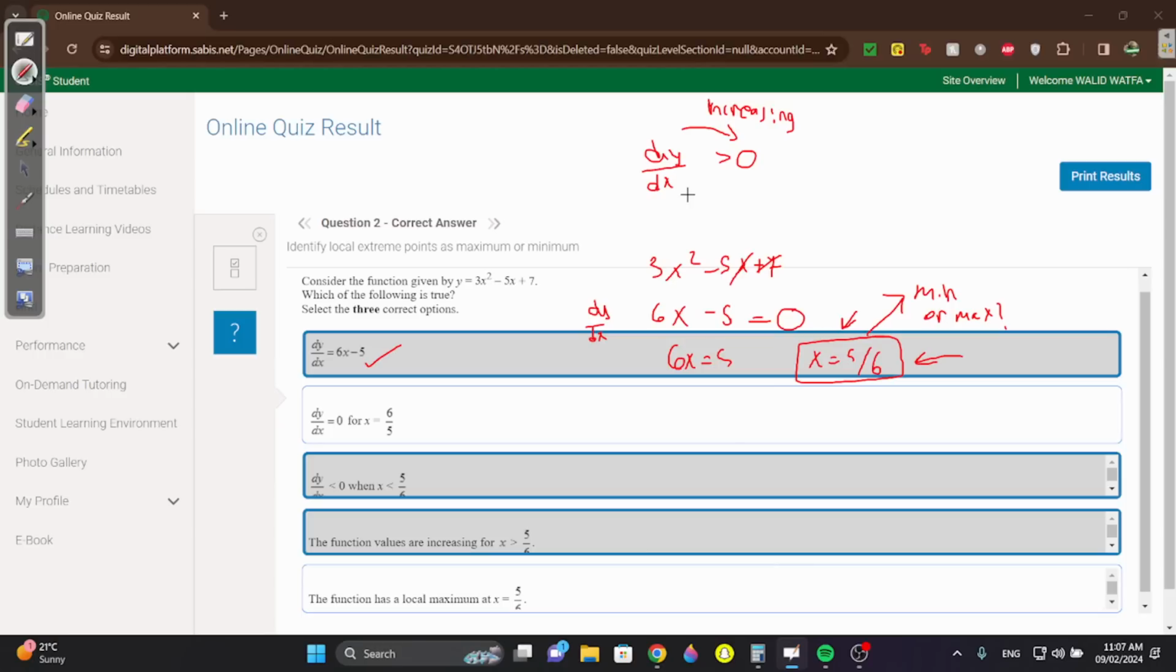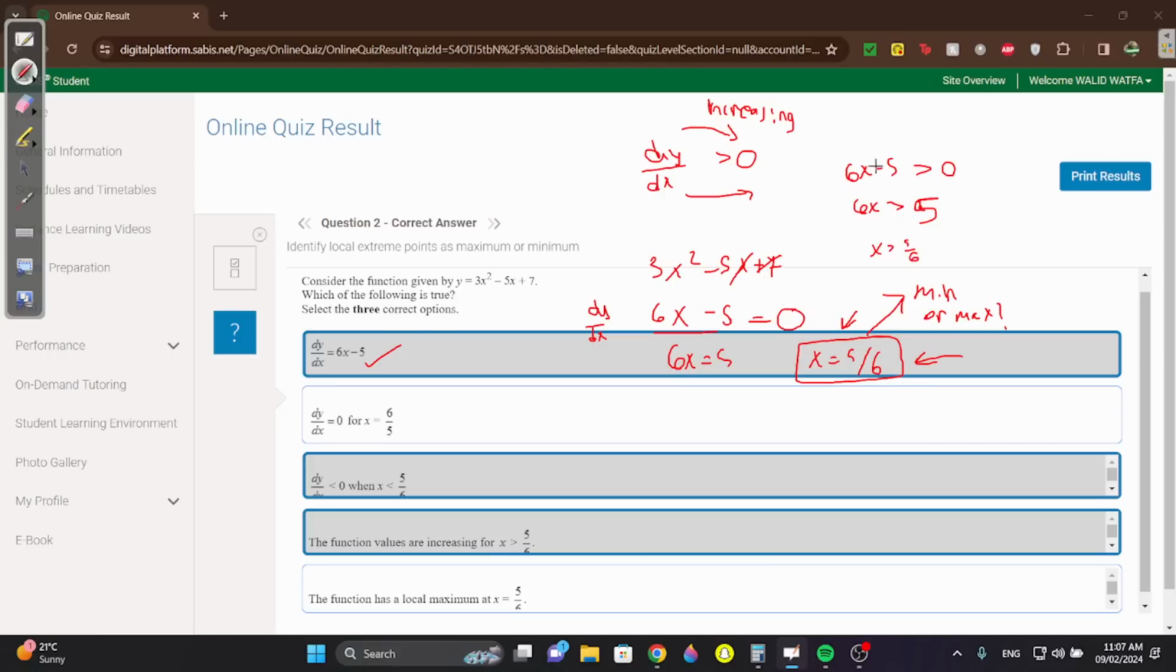So dy over dx is increasing when you have to substitute. What is dy over dx? We said 6x minus 5. So all you have to do is put 6x minus 5 greater than 0. Take the 5 to the other side, 6x greater than 5, and you get x greater than 5 over 6.